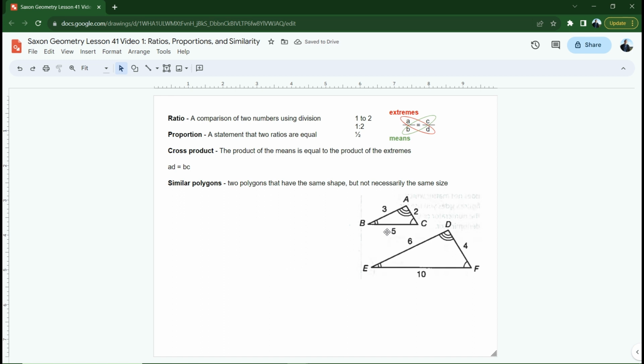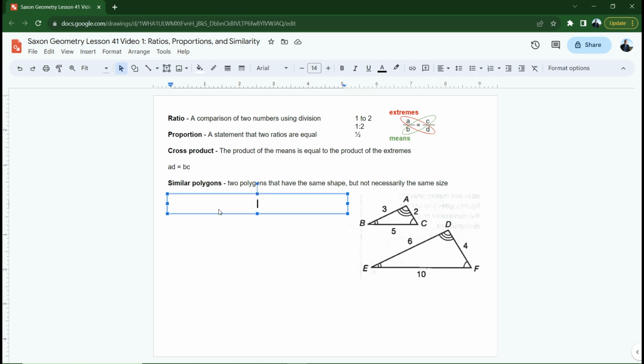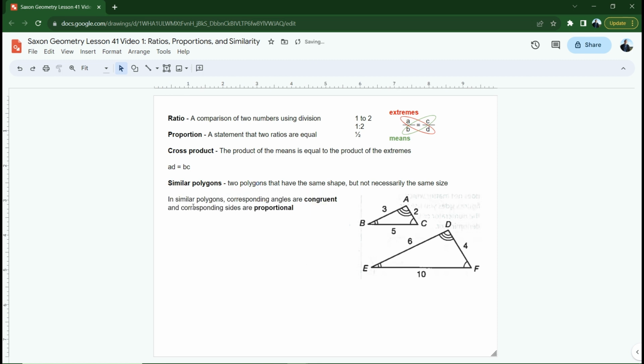These are similar polygons. We notice that when we look at these, they have the same angle measures for all three of their angles. And that's true for similar polygons. Similar polygons have to have congruent corresponding angles. So this angle is congruent to this one, this one to this one, this one to this one. If I have three corresponding angles in the same order in two triangles, they are similar triangles.